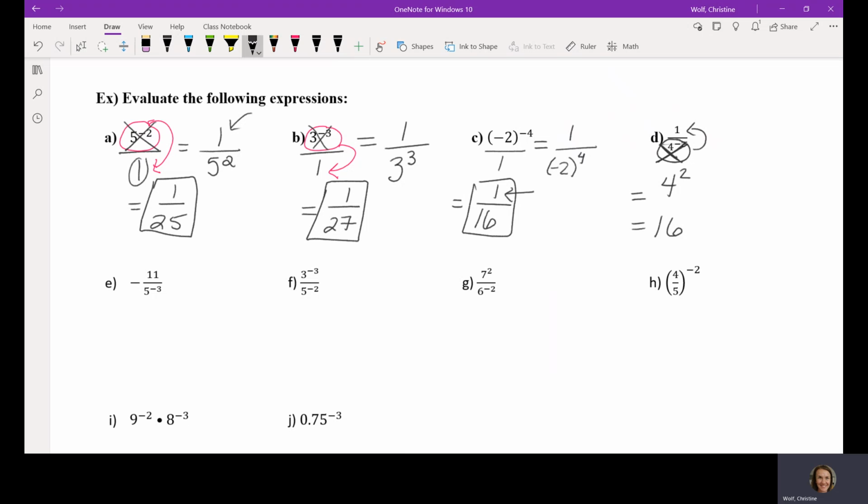So we sent that 4 up to the numerator. Okay, and so we kind of don't have a denominator anymore. The answer is just 16.